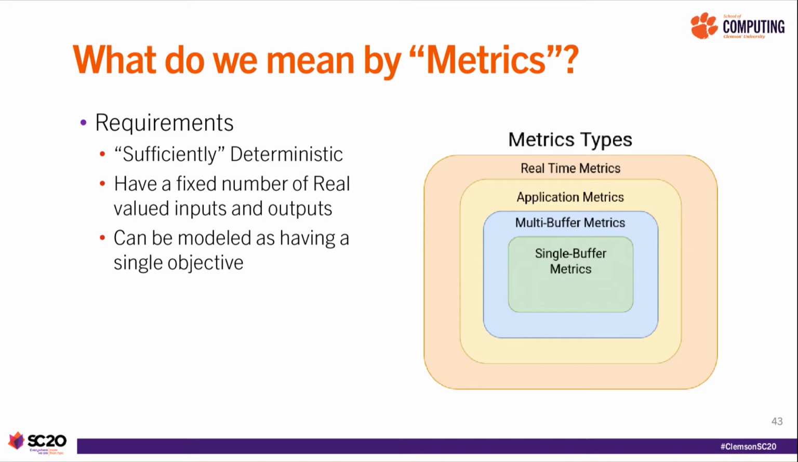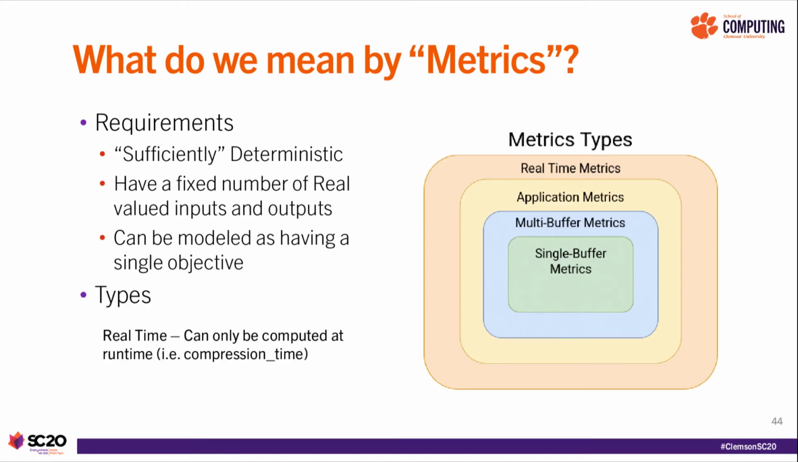Having a fixed number of real valued inputs and outputs means that as long as we can represent them as some sort of operation on fixed-sized vectors, we can use the metric. Finally, it's important that it can be modeled as having a single objective. For the purposes of LibPressio-Opt, we typically represent this by the first element of the vector.